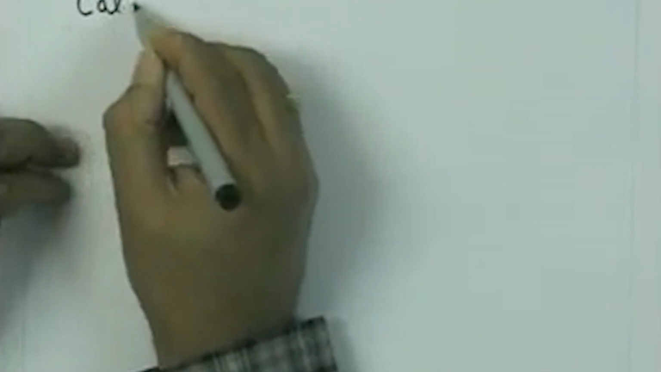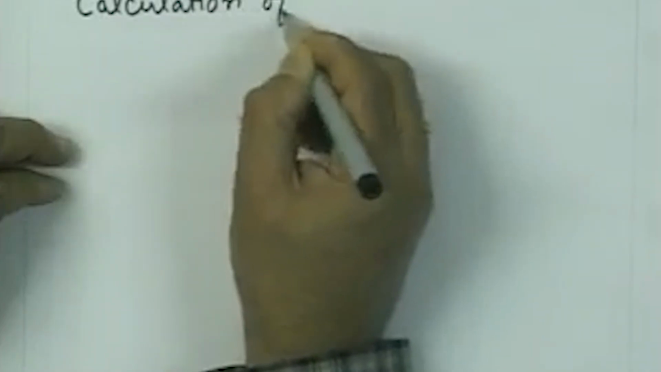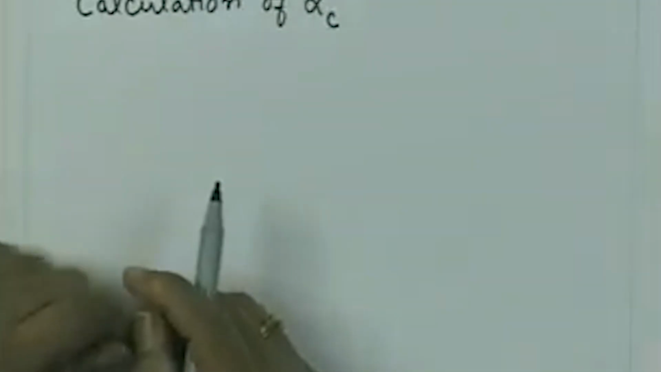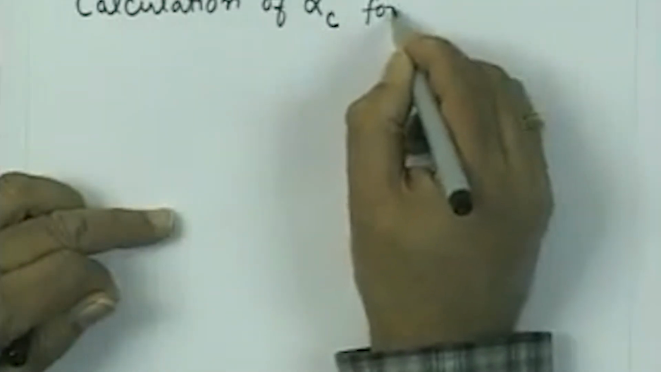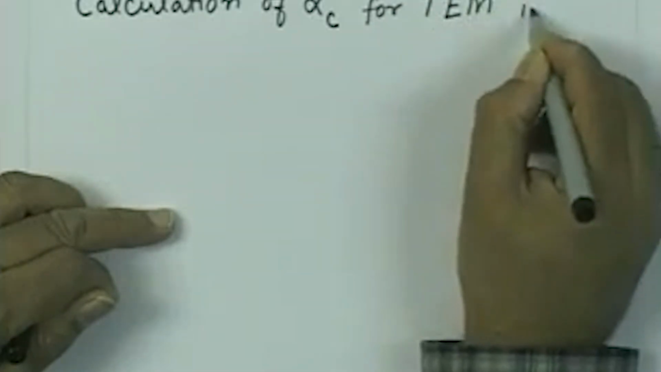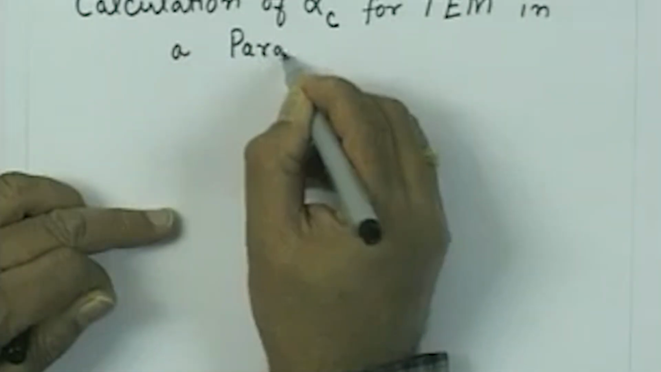So, we talk about calculation of alpha, and let me put a suffix c here to denote the conducting losses for TEM in a parallel plane waveguide.